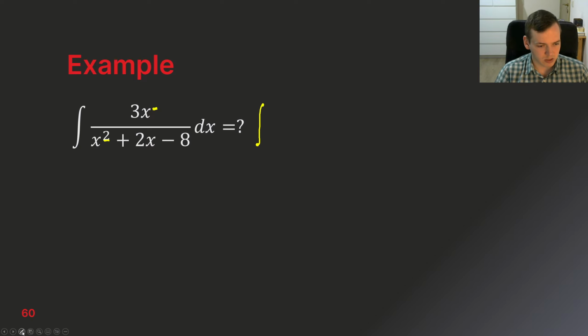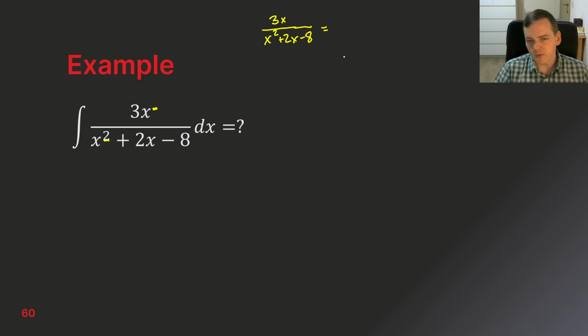Actually, let me just work off to the side here with just rewriting. So we're not doing any integral yet. We're just going to rewrite this. So 3x over x squared plus 2x minus 8. By partial fraction decomposition, we know that there has to be some a and some b such that I can get the expression a over x plus 4, b over x minus 2.